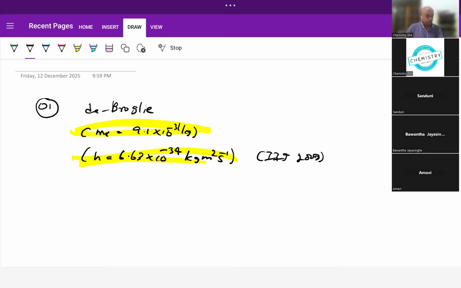So, calculate the de Broglie wavelength of an electron moving at 1% speed of light. This is a straightforward question. These types of questions may be asked in MCQ questions, right?